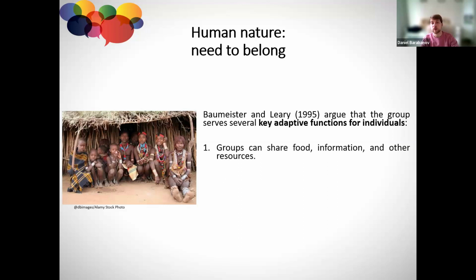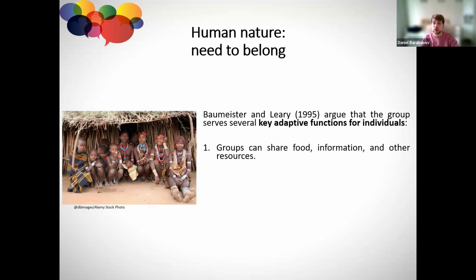For example, you tried to gather some mushrooms and berries today, you weren't lucky, but other group members found some food and they share it with you because they know that tomorrow the situation can be quite the opposite and you might find something and they don't, so you share this.